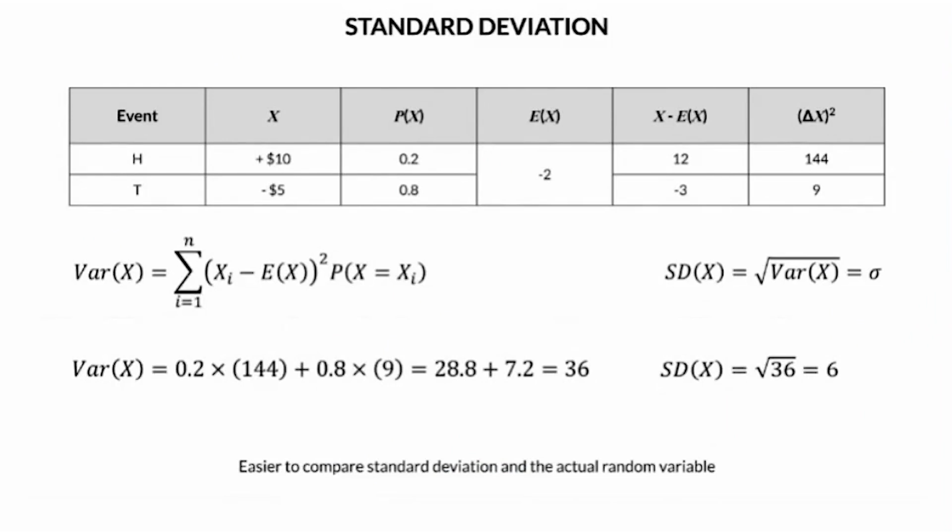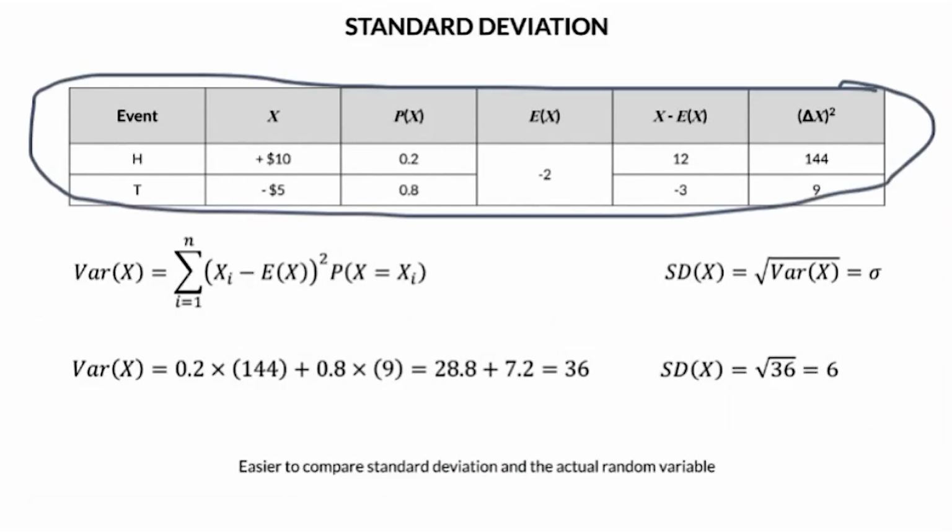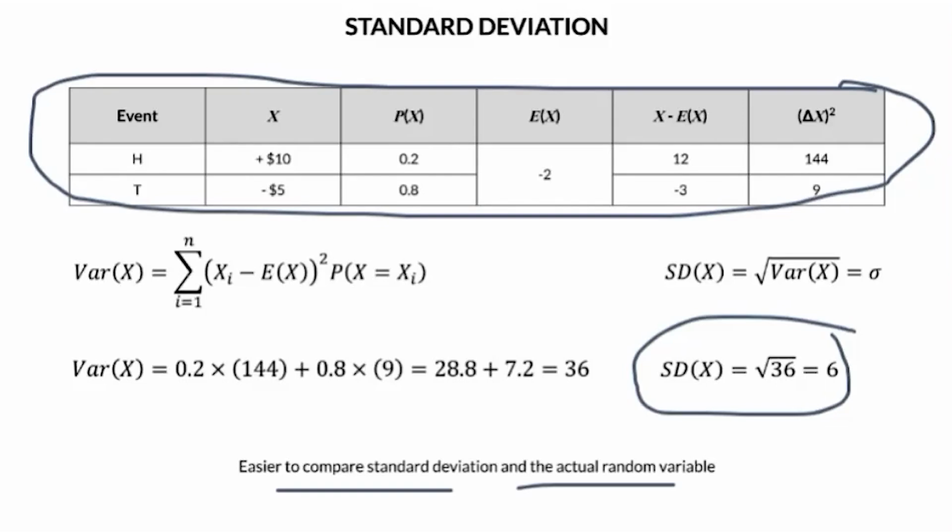I'll not spend too much time on standard deviation. See, the table is exactly the same. So I'm just going to keep my video on because the table is the same. Standard deviation is nothing but the square root of the variance. The only reason that we do this is it is easier to compare the standard deviation and the actual random variable. So when you do the variance calculation, the units are squared, right? So you take the square root, you get the original unit. So in this case, dollar is the original unit.